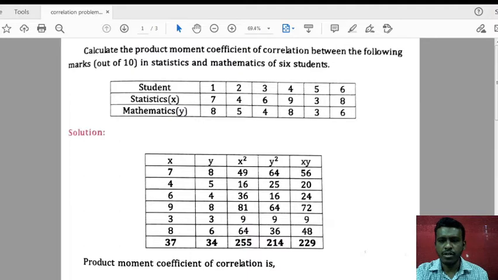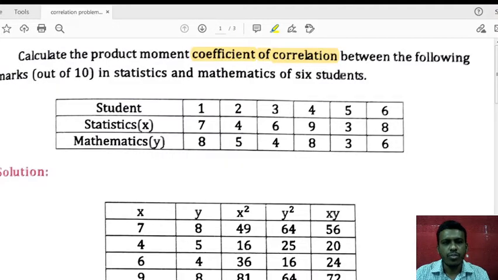So students, the problem given is like this. Calculate the Karl Pearson's coefficient of correlation between the following marks out of 10 in statistics and mathematics of 6 students. So here we are supposed to find out the coefficient of correlation.